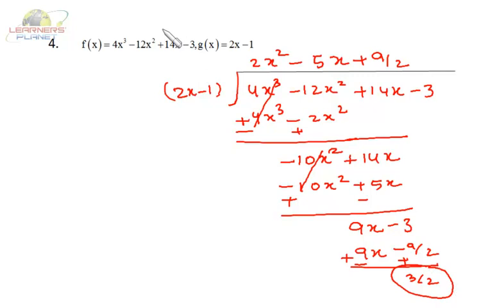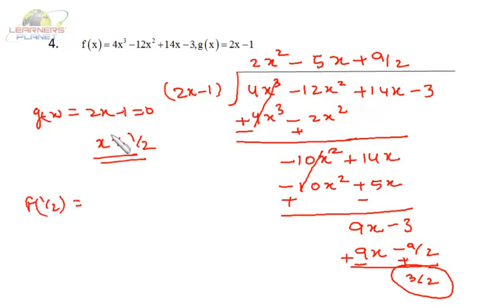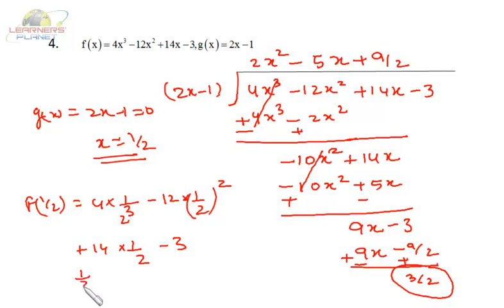Now if I put the value of x as half, what will I be getting? Let's solve. And from where am I getting this half? Just put this g(x) as 0. So x is equal to half. Okay, now I have to put the value of x in this expression and whatever the final answer I get, that should be 3 by 2. Okay, so let's calculate f of 1 by 2. It's 4 into 1 upon 2 cube minus 12 into 1 upon 2 square plus 14 into 1 by 2 minus 3. Okay, so if we solve it, it's 4 by 8, that means it is 1 by 2. It's 1 by 4, so 12 by 4 is 3.